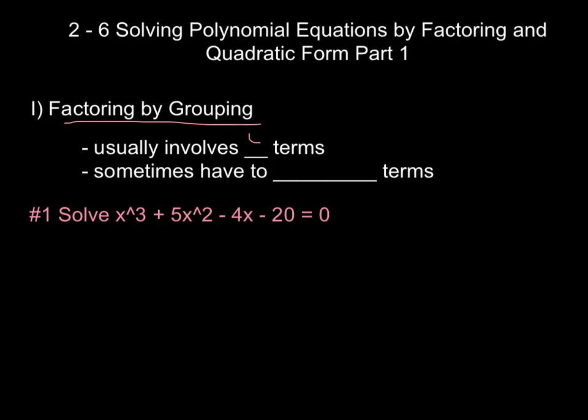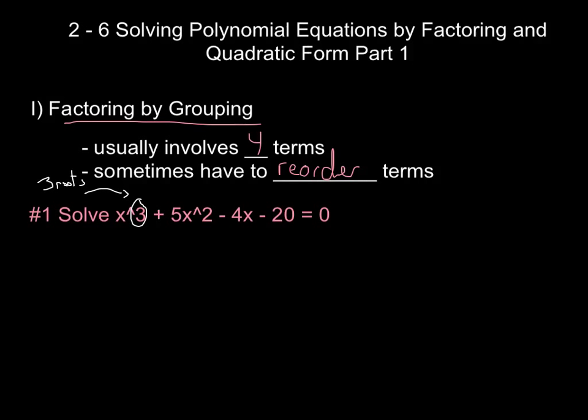Now this usually involves 4 terms. Could be more, but usually 4 terms. Sometimes, though, you need to be careful. You have to reorder the terms to make the grouping work. So let's try this first one. Now notice, this is x to the 3rd power. That means we better end up with 3 roots. We better get 3 answers by the time we're done.